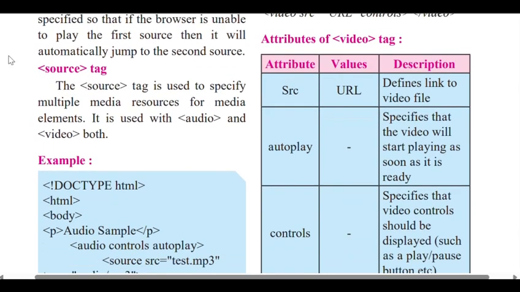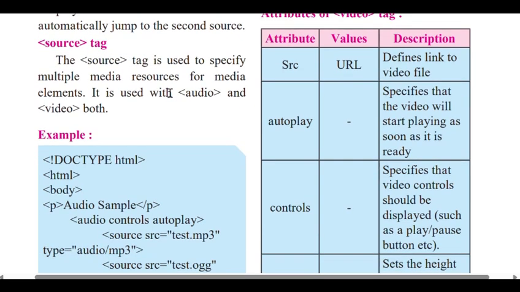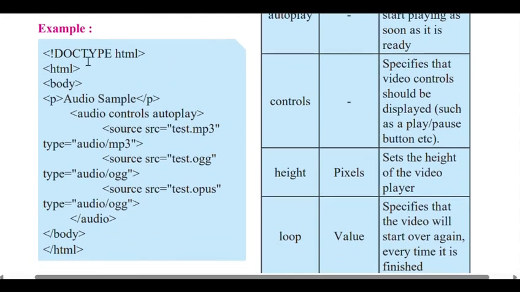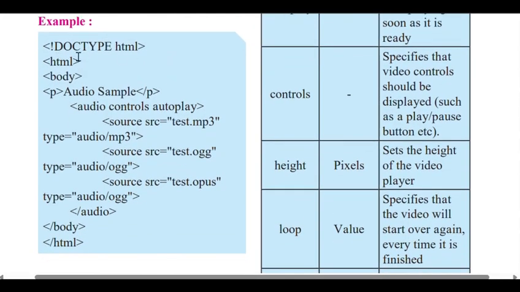Multiple sources of audio are specified so that if the browser is unable to play the first source, then it will automatically jump to the second source. For that, the source tag is used. The source tag is used to specify multiple media resources for media elements. It is used with audio and video both.